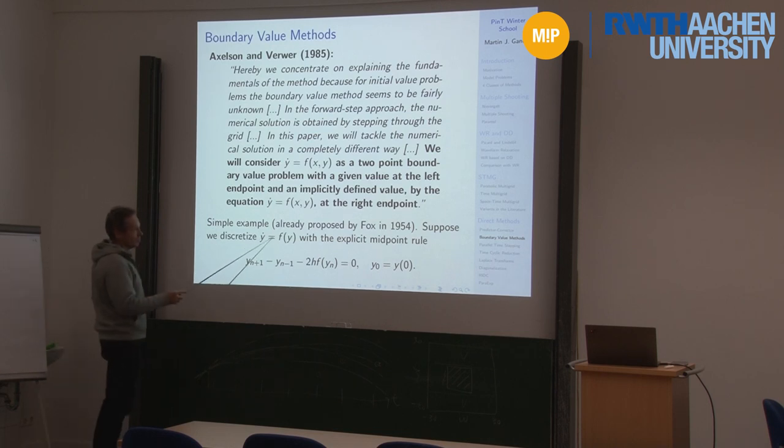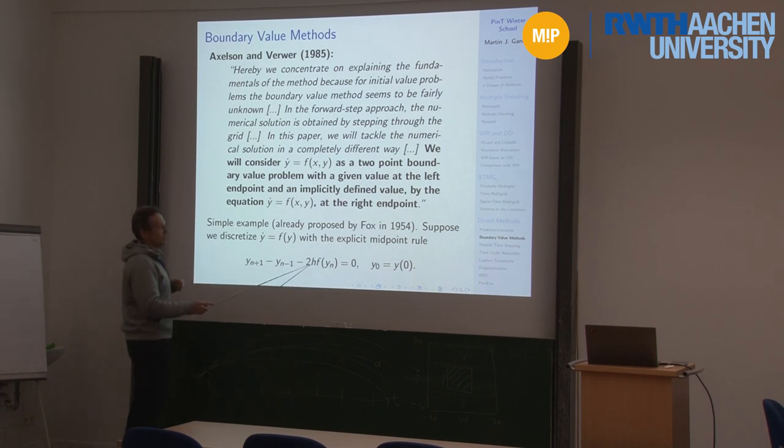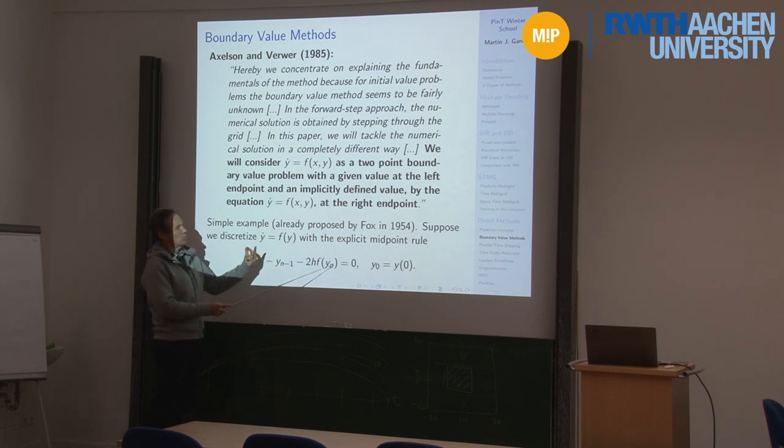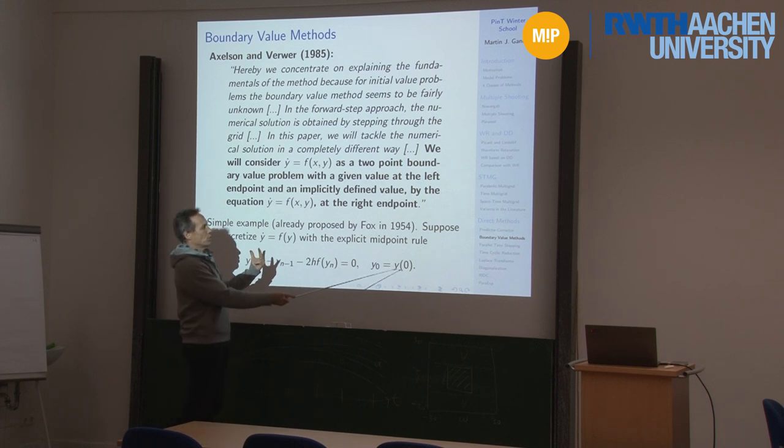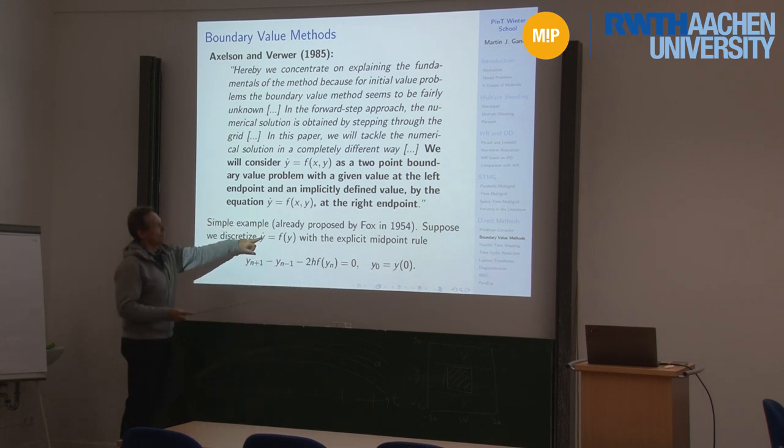So I take this y dot equals f of y, and I do an explicit midpoint rule. This is a centered finite difference, so it goes over two steps. So I have y_{n+1} minus y_{n-1} divided by 2h, and you see this is a centered finite difference. And then minus 2h, because I multiplied through, f of y_n. So this uses three nodes, n+1, n, and n-1. So it's a two-step method, and I only have one initial condition because it's first order.